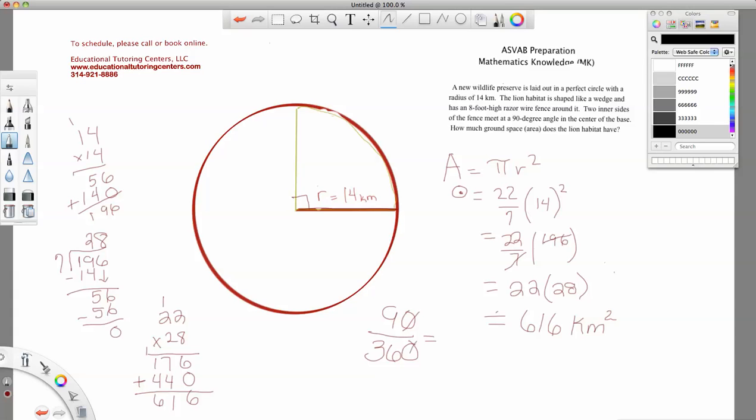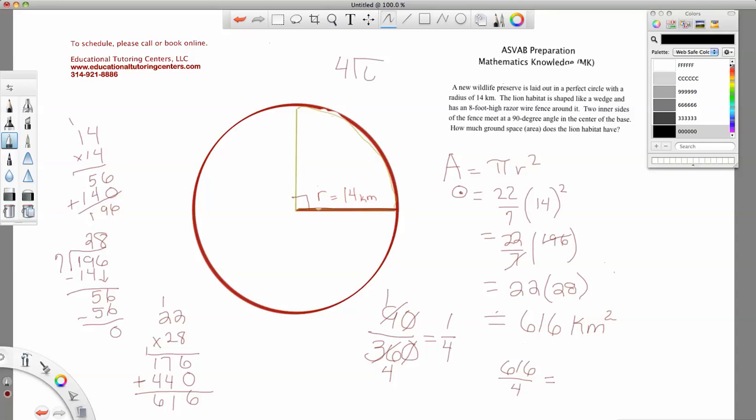And these are both multiples of 10. So if I divide 10 into both of these, I get 9 over 36. And I can reduce that down further by taking 9 into 9, and I get a 1, and 9 goes into 36 4 times. So you may have already known that 90 degrees is a fourth of the entire circle. So it's 1/4. So we want to take 1/4 of the entire area of our circle and divide it by 4.